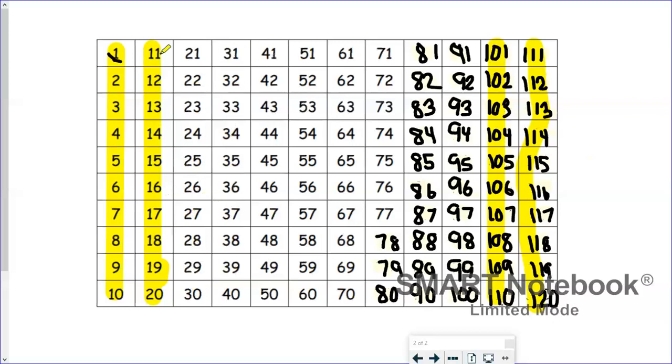If you look at the ones place in all of these columns, the numbers increase by 1 every time you move down. So it's a little bit different. You've been working with 10 more, 10 less, 1 more, and 1 less. This chart is different because as you go across, it's counting by tens, and as you go down, it's adding 1. As you go up, it's subtracting 1. As you go backwards, it's taking 10 away. As you go forward, it's adding 10.